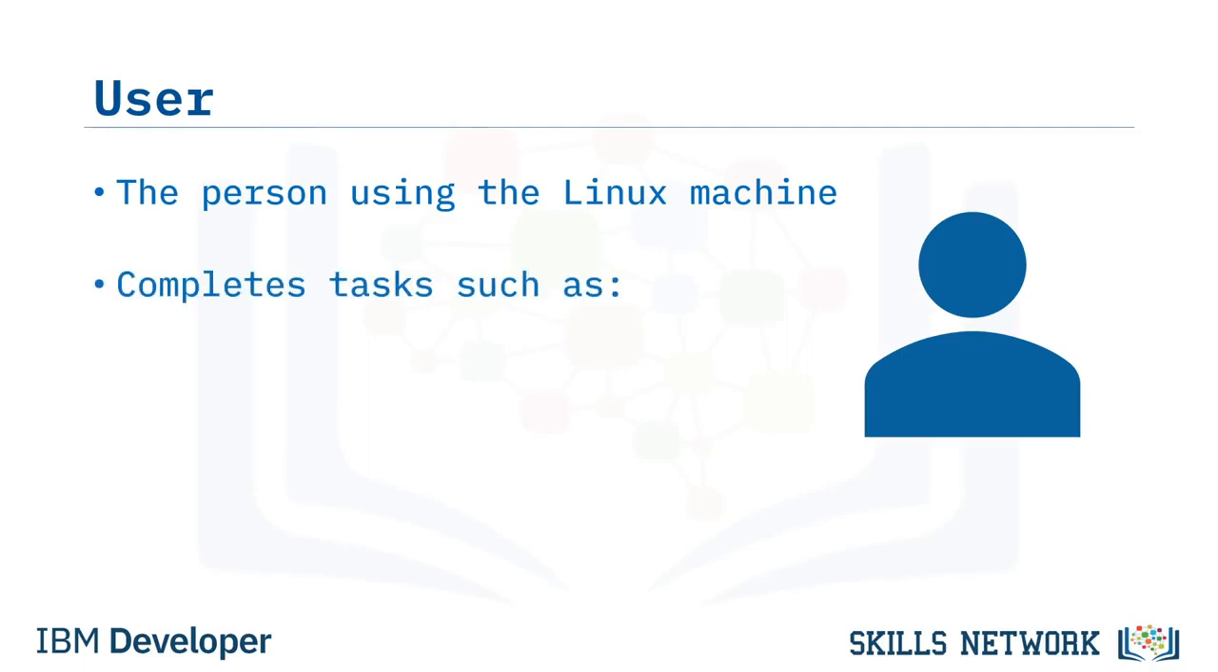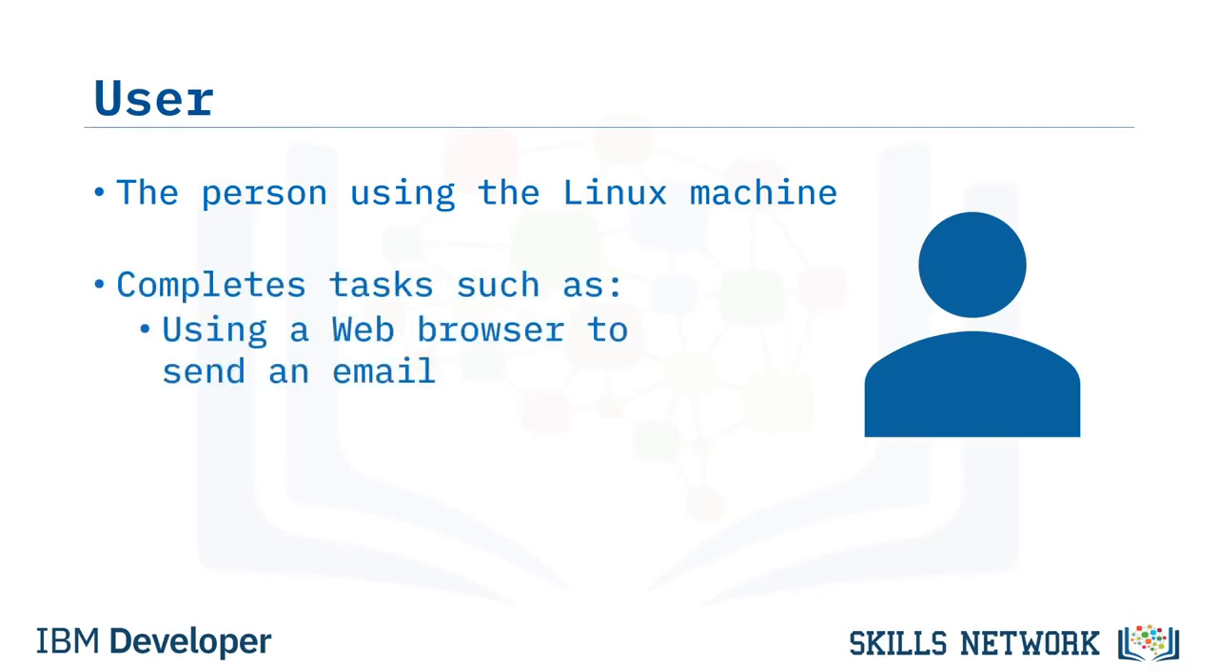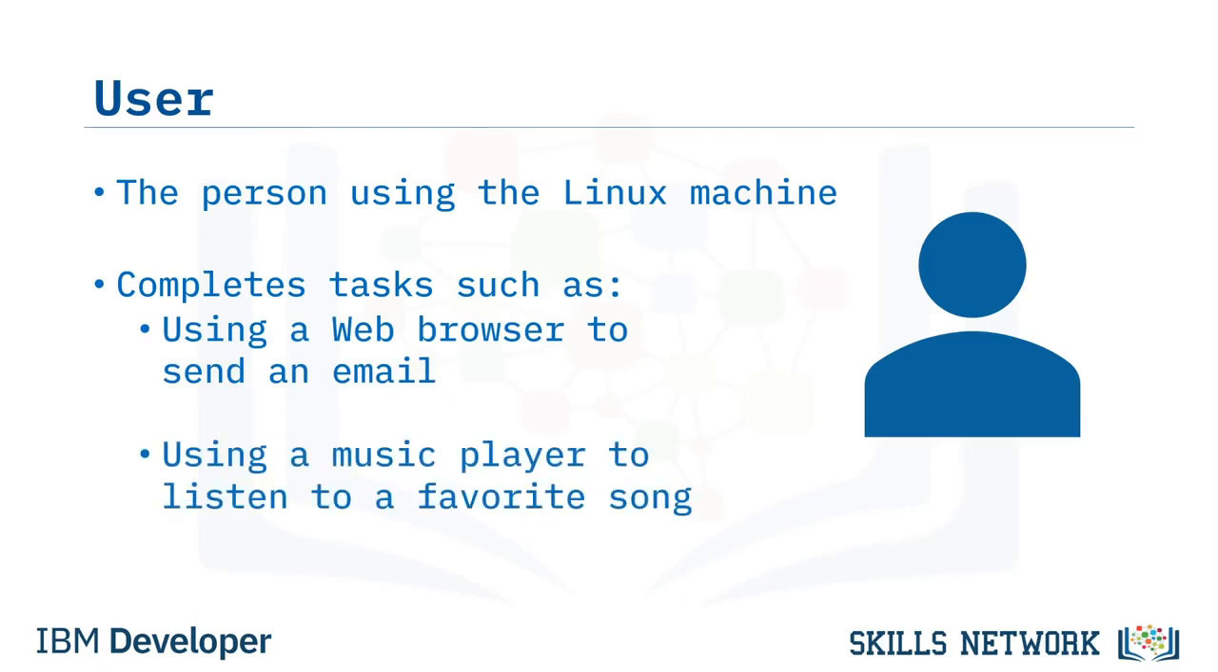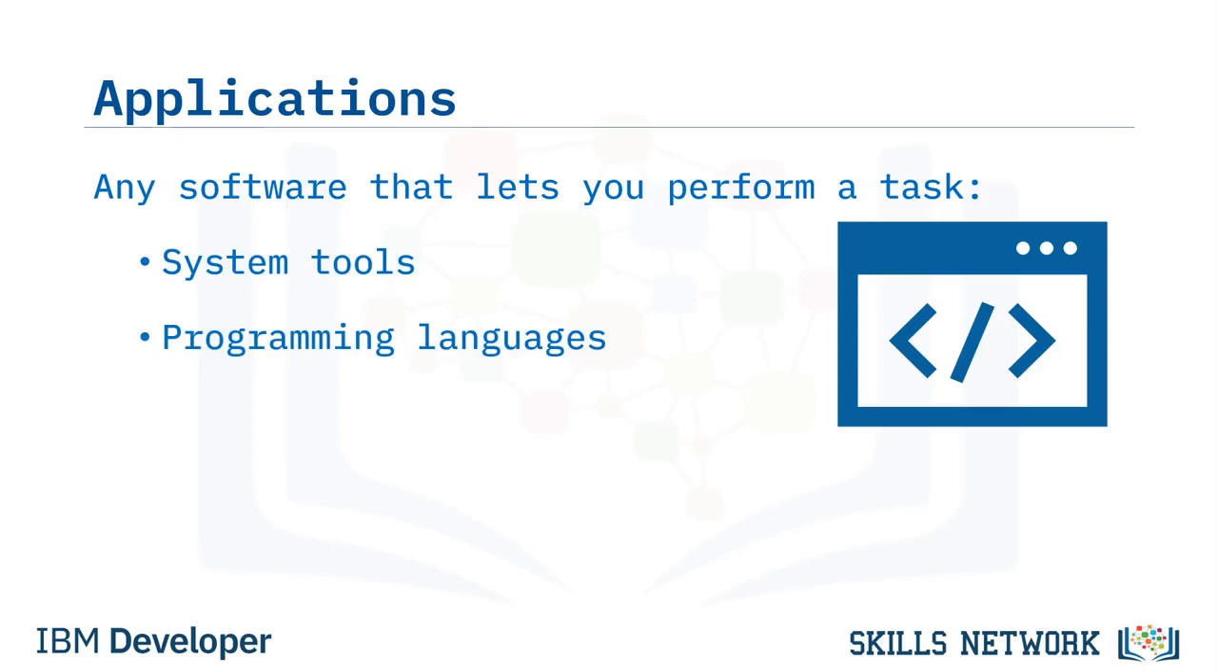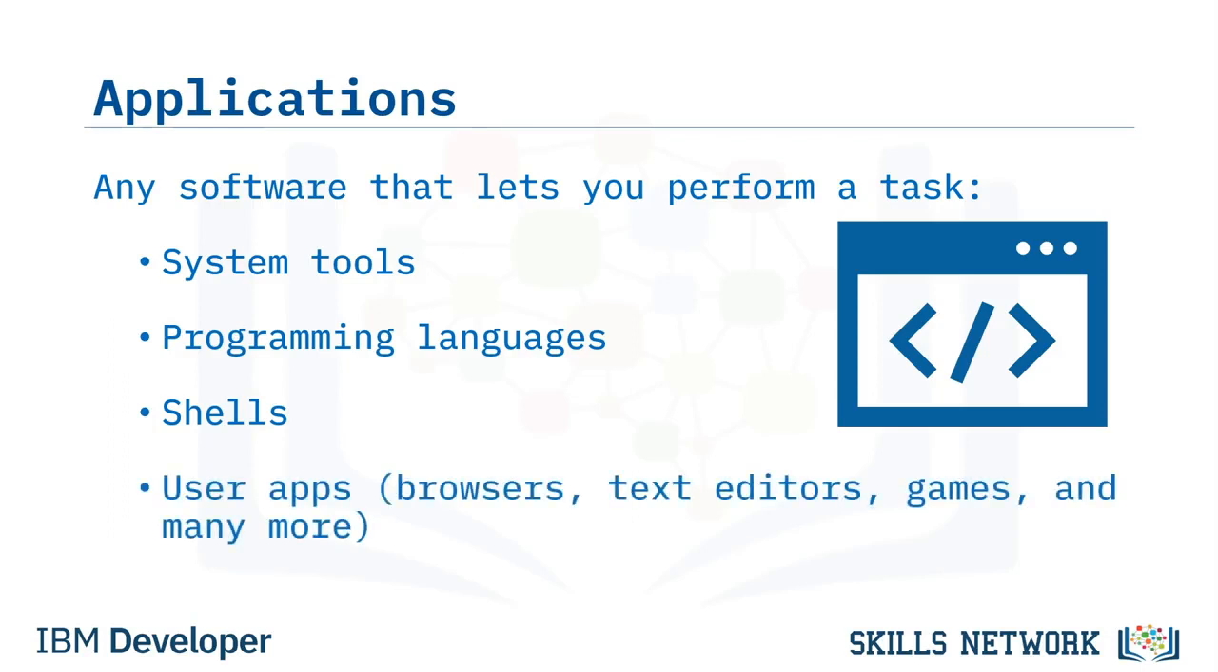You might use a Linux machine to use a web browser to send your friend an email, or use a music player to listen to your favorite song. Applications are the software that enables a user to perform a task in a Linux system. Applications can include the following: system tools such as compilers, programming languages, shells, which are special applications that are often part of the operating system itself, and user apps, which can be anything from browsers to text editors to games.